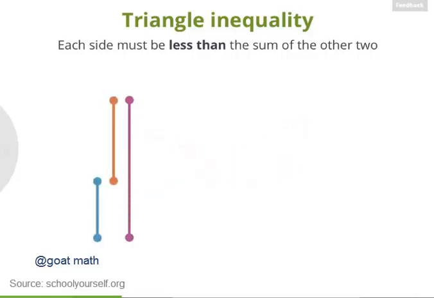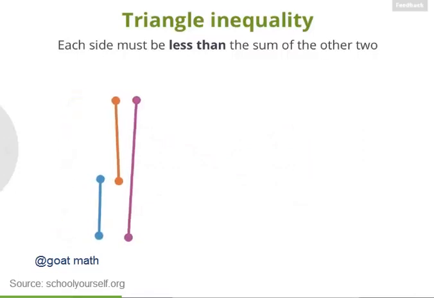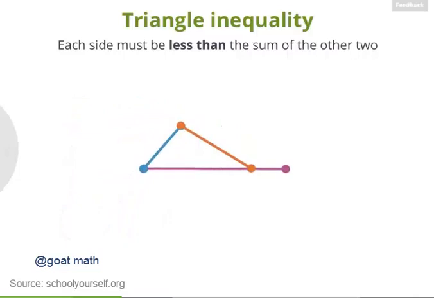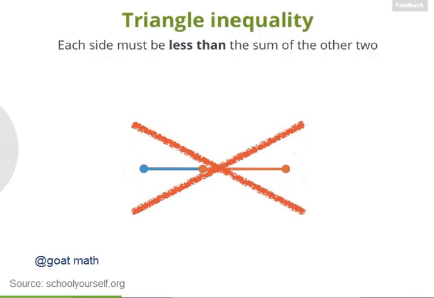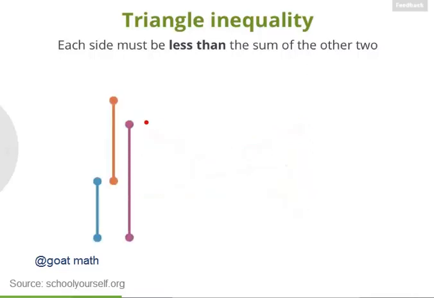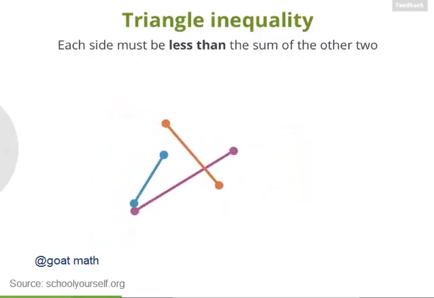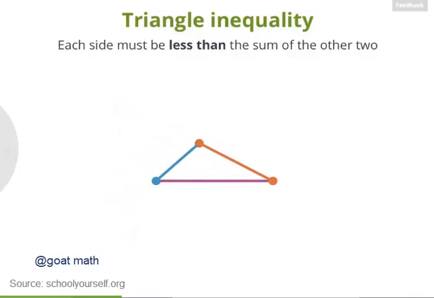Next, let's see what happens if the longest side exactly equals the sum of the other 2 sides. If we try assembling these into a triangle, we still run into trouble. If we stretch out the 2 shorter sides as much as we can, we get a line segment which is not a triangle. Finally, let's look at when our third side is indeed less than the sum of the other 2 sides. Sure enough, we can make a triangle with these 3 side lengths. So again, for every triangle, each side must be less than the sum of the other 2 sides.